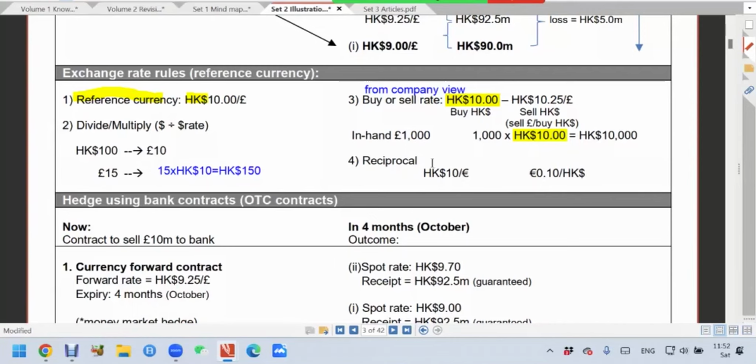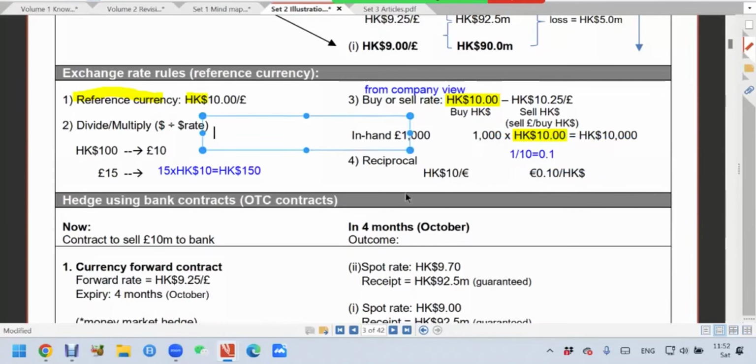Reciprocal means you want to make the other one the reference currency. This is Hong Kong dollar as reference currency, and this is euro as reference currency. How to get from here to here? You just remember to divide by the rate. I want to get a reciprocal, so you just have 1 divided by this rate of 10. So you get 0.1. That is the reciprocal. So we have gone through the 4 rules.